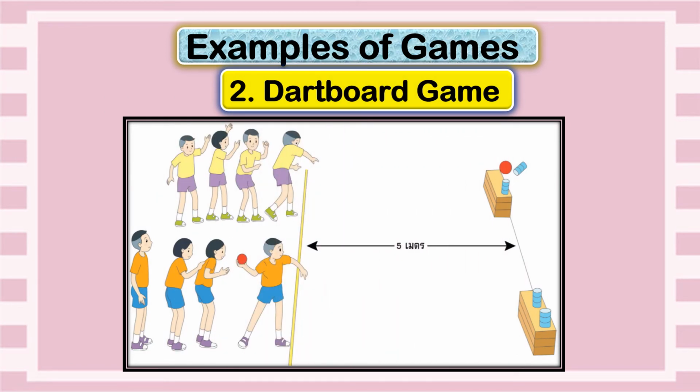Now, aside from the Tidal game, number 2 is the dartboard game. So this one is using different objects. We have the ball, and for example, we have here different containers and also a board.